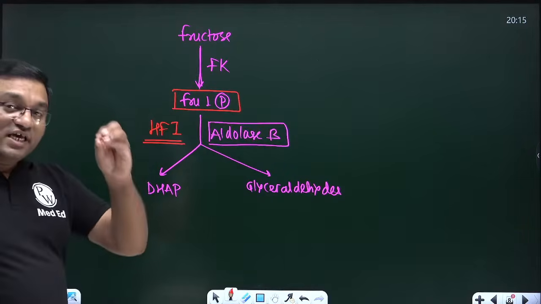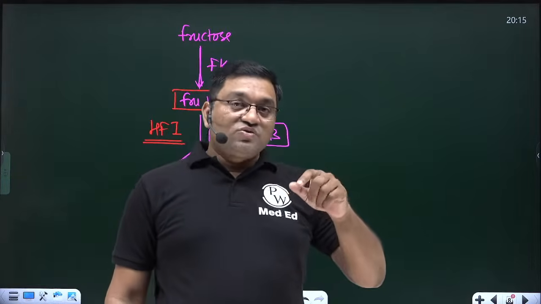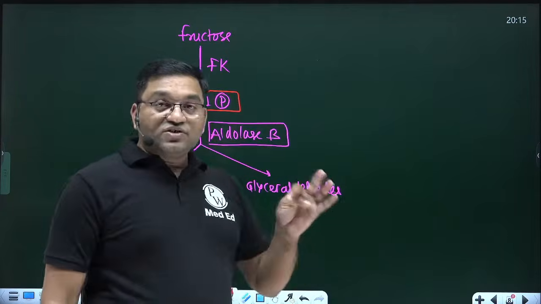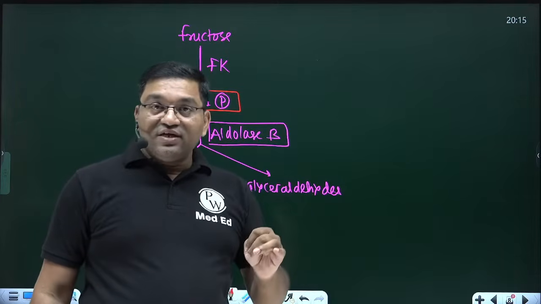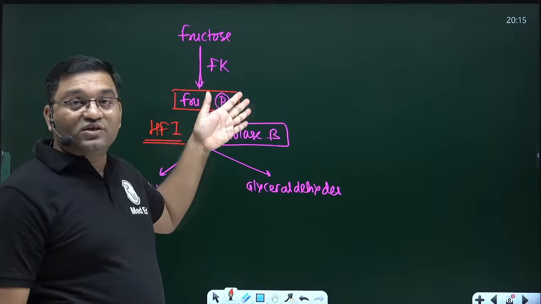This causes the same symptoms as that of galactosemia. Galactosemia के symptoms याद करो. So there is jaundice, mental retardation, hepatomegaly, hypoglycemia because of accumulation of this fructose 1 phosphate that causes these symptoms.